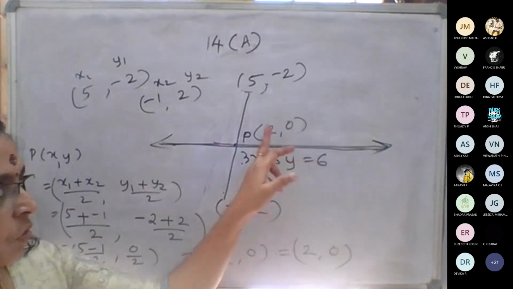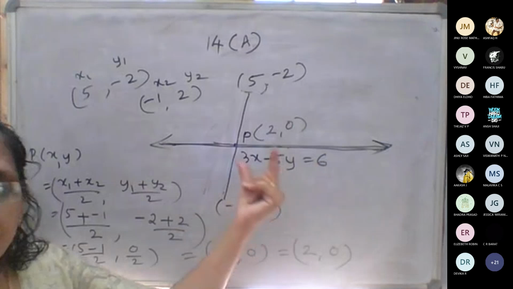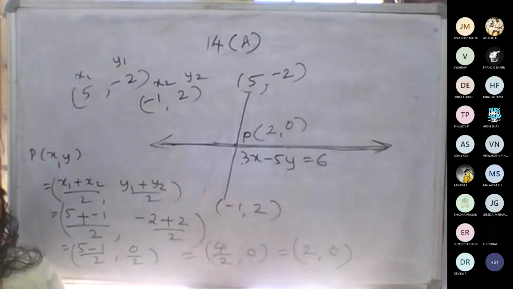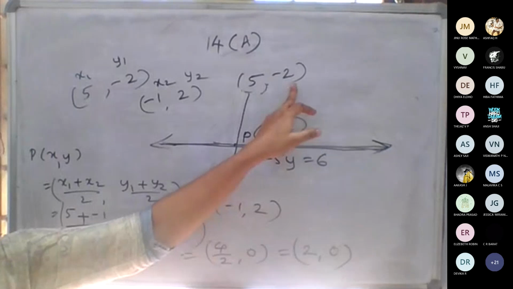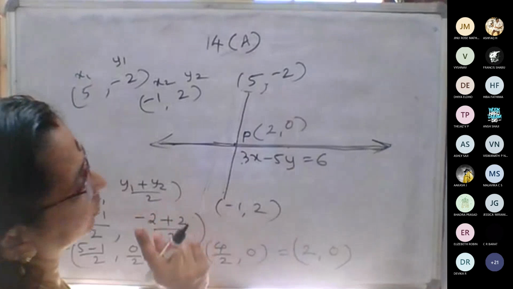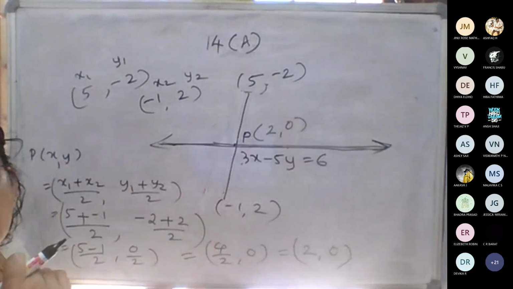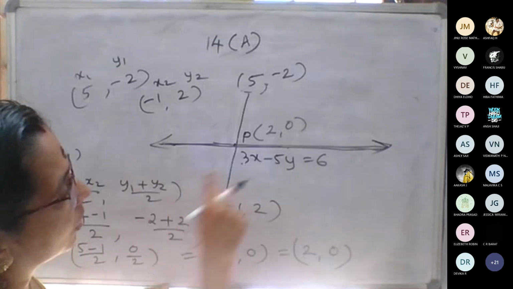3x minus 5y is equal to 6. Substitute x is equal to 2 and y is equal to 0 in this equation. If it satisfies, we can say that it bisects the join of 5, negative 2 and negative 1, 2. Is it clear? Yes or no? Yes, ma'am. Others, tell me. Yes, ma'am.